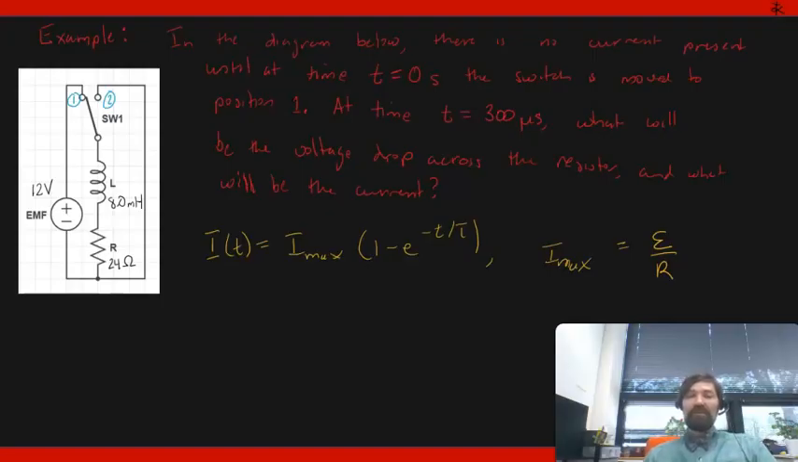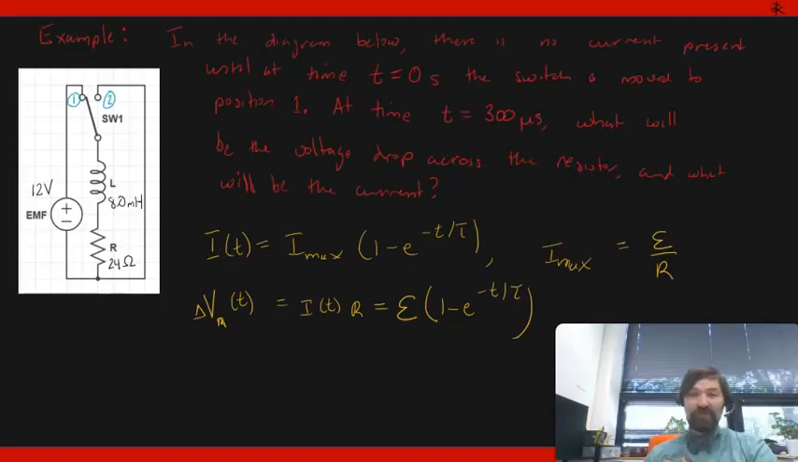So this actually will let us solve for the current. To get the voltage through the resistance, we could call that V sub R, or delta V sub R of t. Well, that should just be I of t times R. And so given that Imax is epsilon over R, and then we're multiplying by R, the R's cancel, so this just ends up being the EMF times 1 minus e to the negative t over tau. We see that in both cases it's useful to figure out what the value of tau is. So tau should be L divided by R, so L over R.